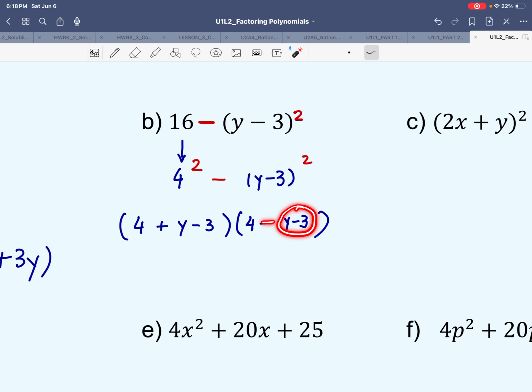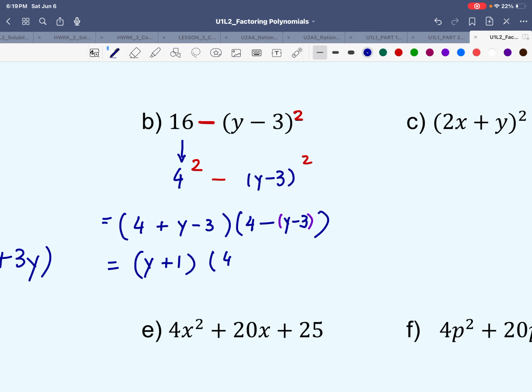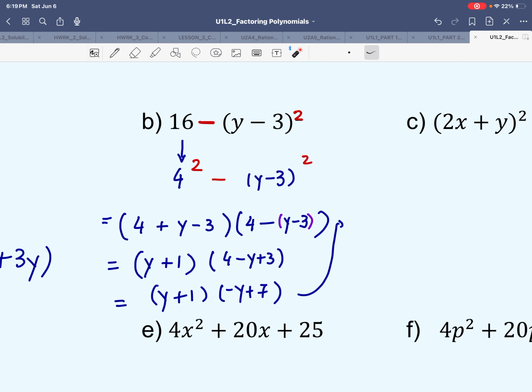Now, one thing I want you to pay attention to is that when you are subtracting y minus 3, you're subtracting a binomial. It is very, very important that this is kept in brackets. What we get now in a more simplified form is y plus 1 for the first factor, and the other factor would be 4 minus y plus 3. One more step: y plus 1, and then negative y plus 7. This is a factored form, but it is normally not acceptable to have a negative first coefficient, so we're going to take that out. We have negative 1 times y plus 1 times y minus 7, and that would be our final answer.